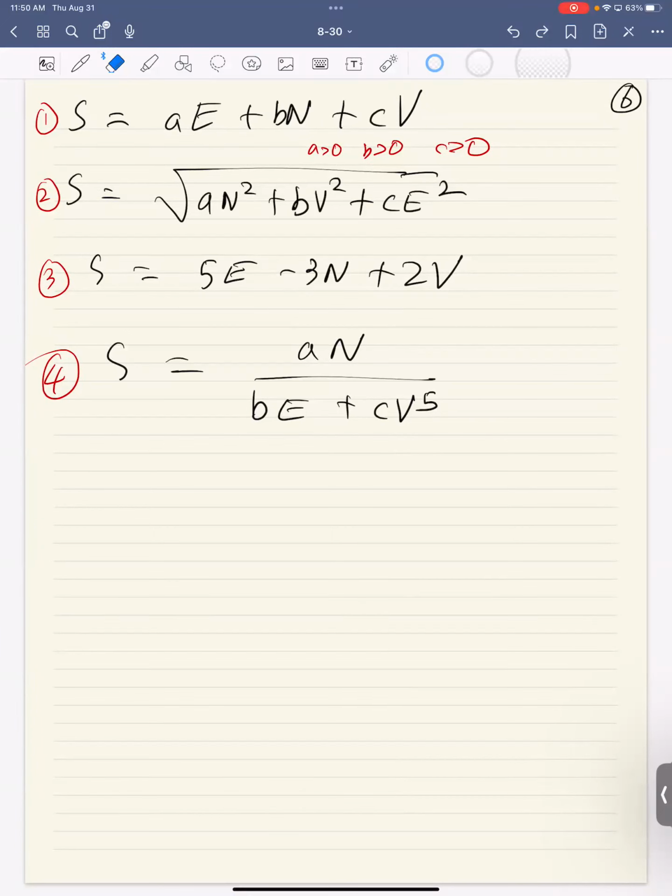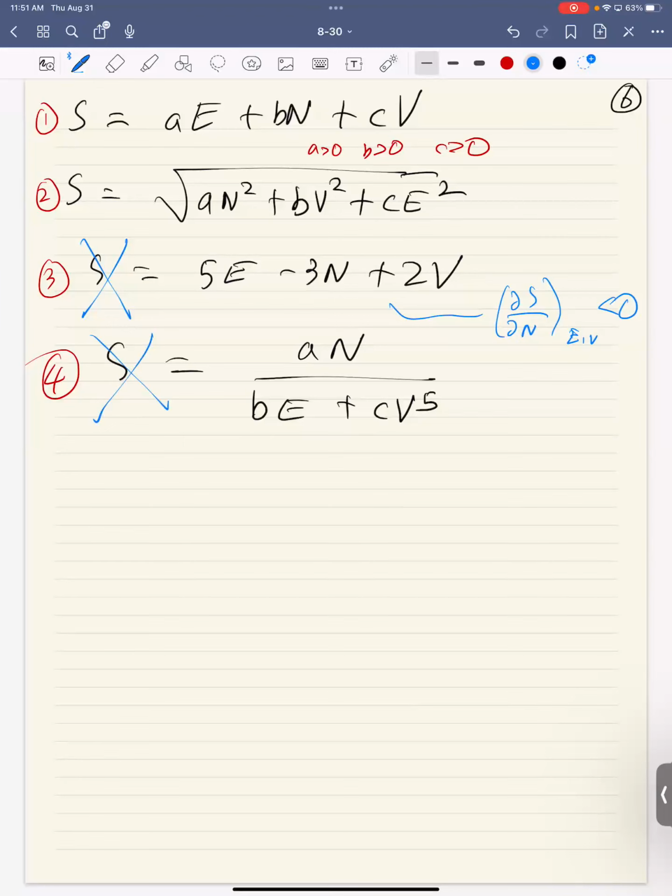How about the third one? Is it extensive? Well, already you can see it does not follow the monotonicity relation, right? The partial derivative is negative. That's a problem. If you differentiate this one, partial S by partial N at constant E and V, it is negative. That is bad. How about the bottom one? That's not extensive, not intensive. It's some garbage, right? So that's also not okay.